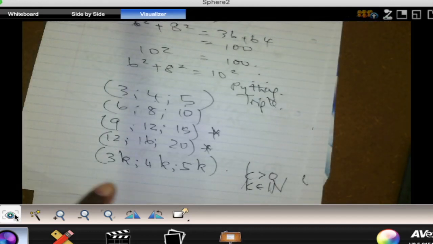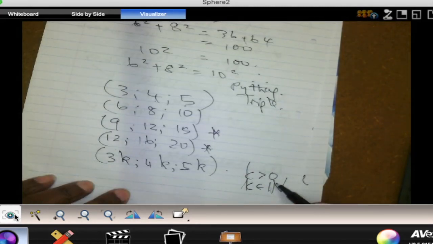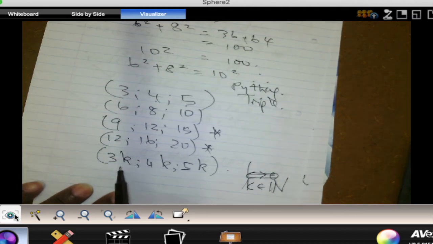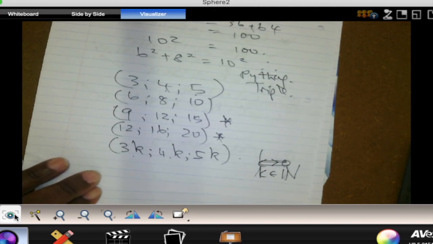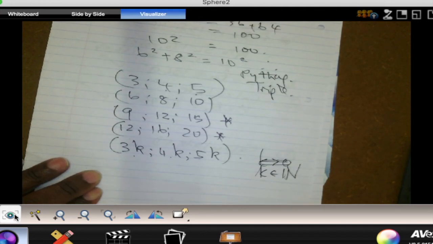Right, what do you think? If k is a natural number, obviously, then it is bigger than 0. Natural numbers are your numbers 1, 2, 3, 4, 5, and so on. So if k is a natural number, then do you think 3k, 4k, and 5k are Pythagorean triples? They should be, right? Okay, but if they ask you to prove it, how would you prove it? Prove that 3k, 4k, 5k is a Pythagorean triple. It's like a triangle measuring 3k, 4k, and 5k.